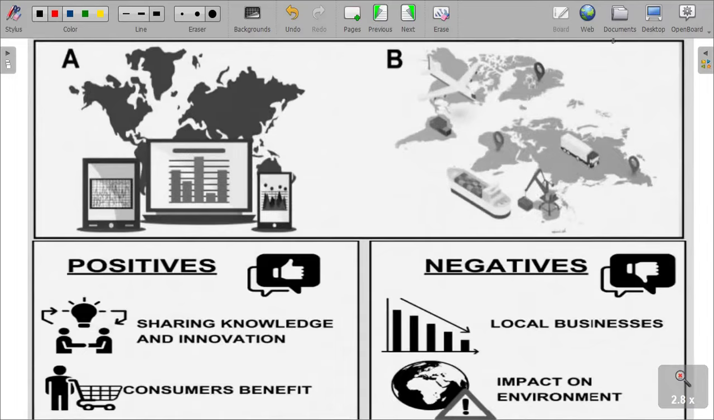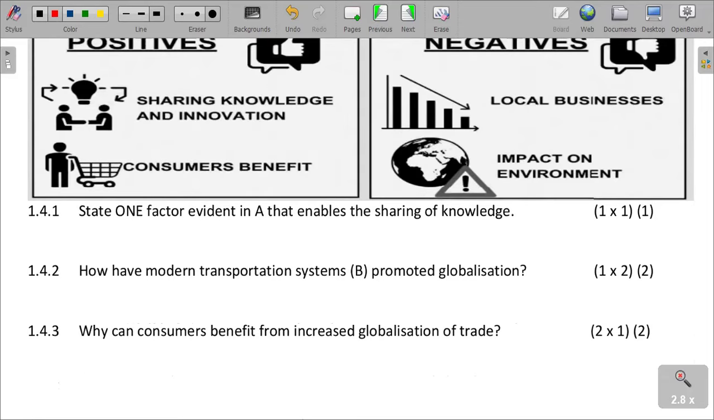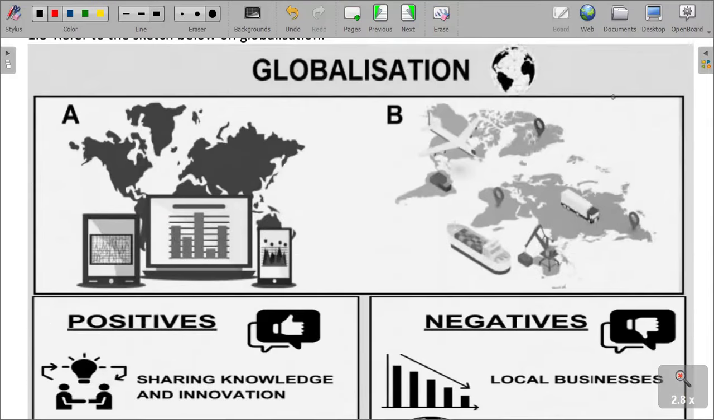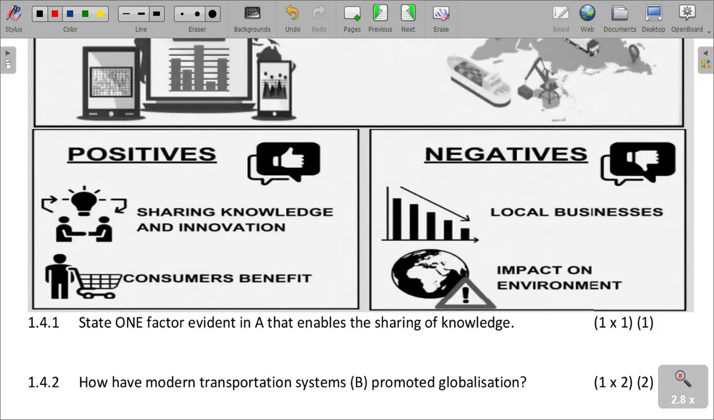We are given a sketch below on globalization. State one factor evident in A that enables the sharing of knowledge.